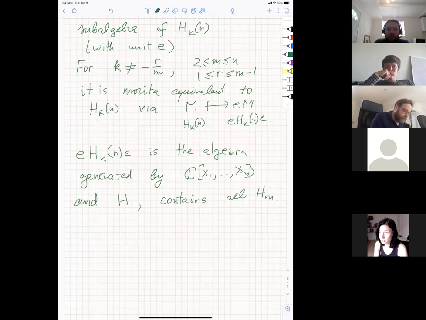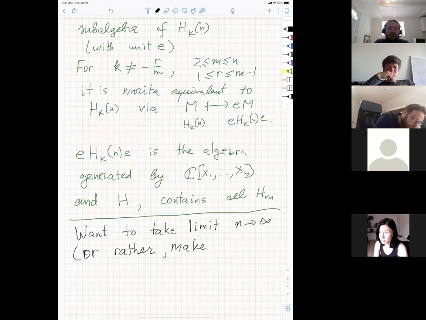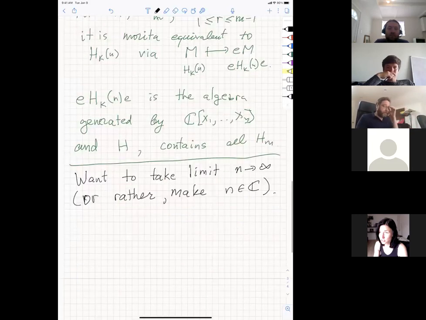Okay, so this is this spherical Cherednik algebra, and then one can do the following thing. So we want to take the limit when n goes to infinity, or rather make n an arbitrary complex number, which is not necessarily an integer.